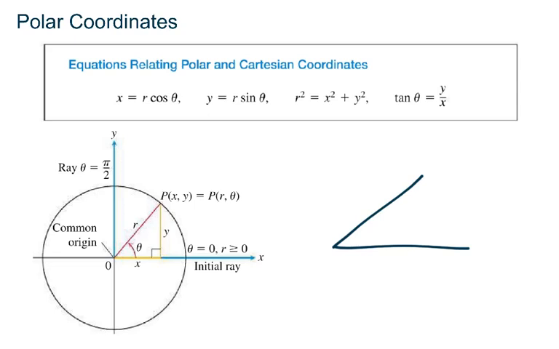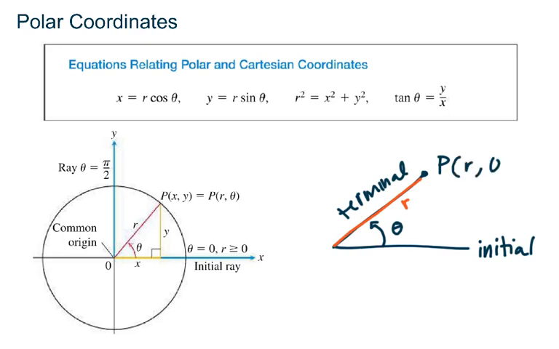always going to have an initial side and then a terminal side. We have a direction or rotation measured by theta, and then we have a directed distance r. r can be positive or r can be negative. And the point here at the end, we call that point (r, theta). So we have a radius and then a rotation.